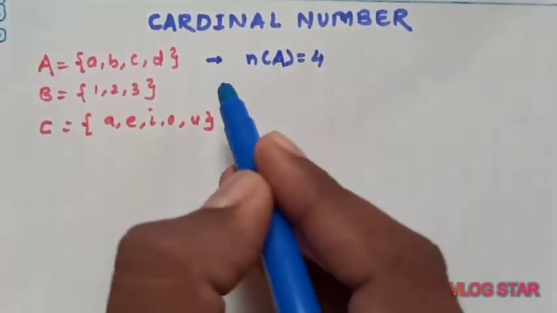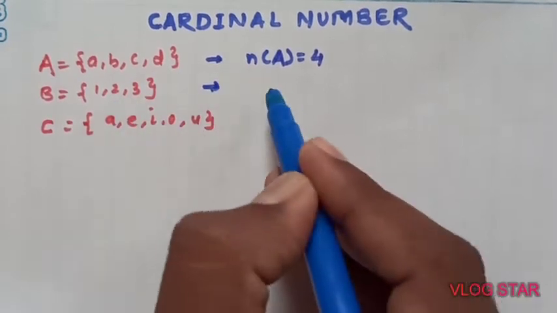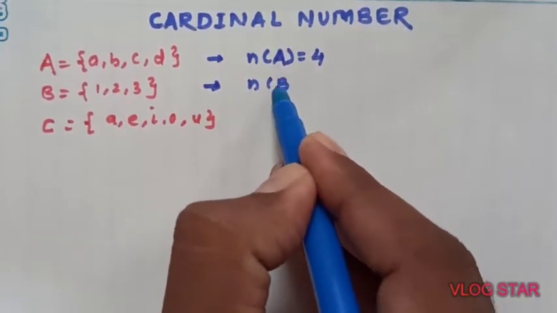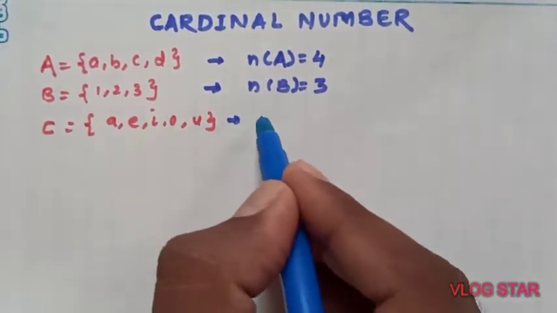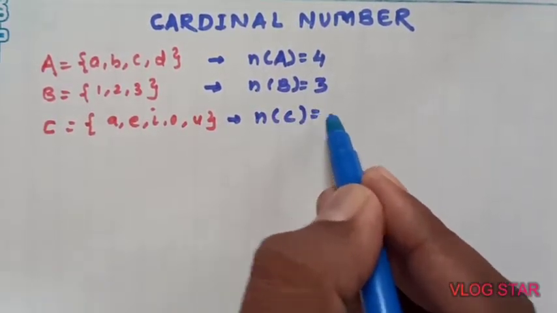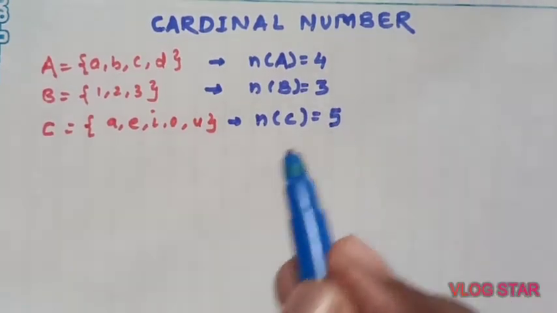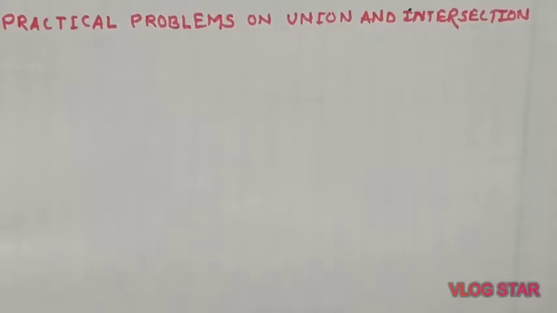Similarly, you can write, what is the cardinal number of set B? That is n(B), which is 3. What is the cardinal number of C? Which is n(C), and which has 5 elements. That's it. We have already learned union and intersection of two given sets. But sometimes certain questions may be asked where you need to answer using set theory.